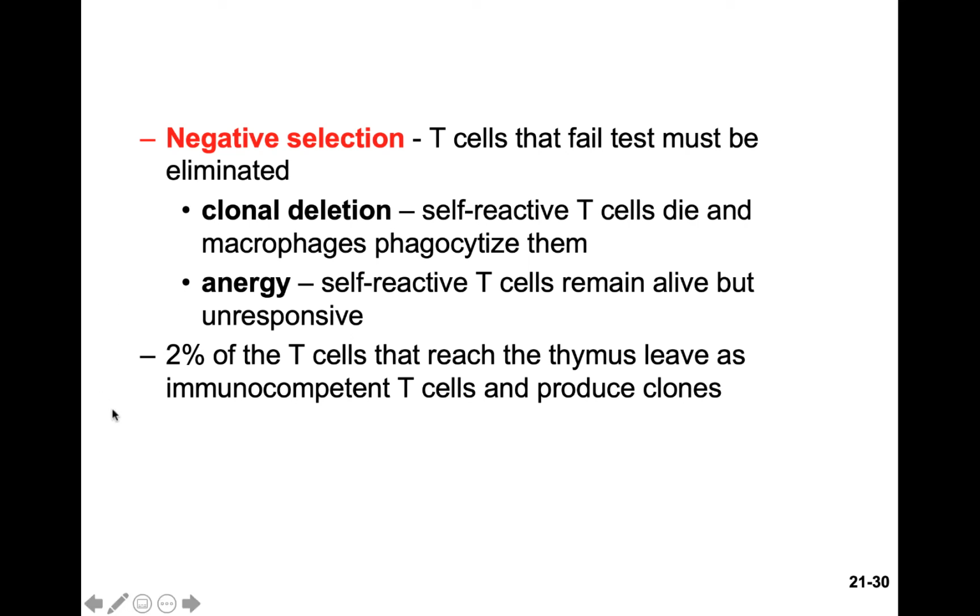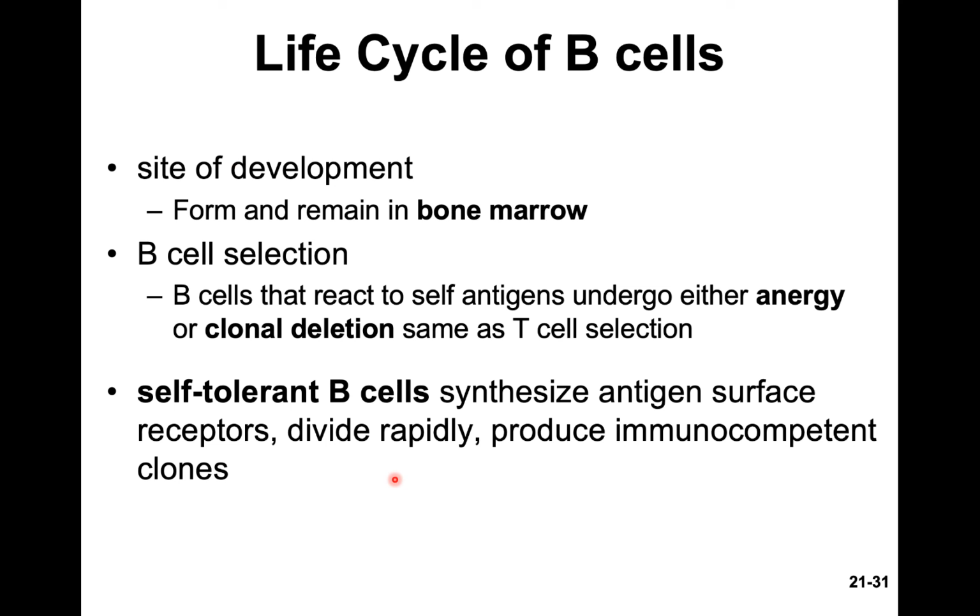Now, kind of a crazy percentage here. Only 2% of all of your T cells are actually immunocompetent enough to go out into the rest of your body. 98% of the T cells in the maturation process in the thymus failed the test and attempted to attack your own body. So imagine how effective this negative selection process is if we are clearing 98% of those T cells because they are failing the test and only allowing 2% of the cells to actually go out into your body. Now, lucky for you, this is the exact same process of B cells.